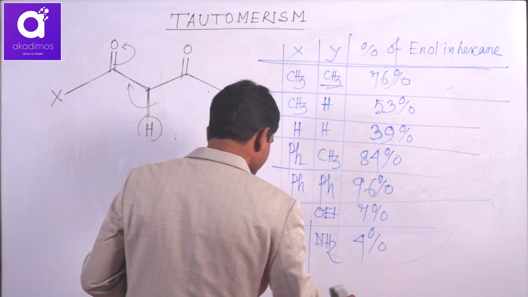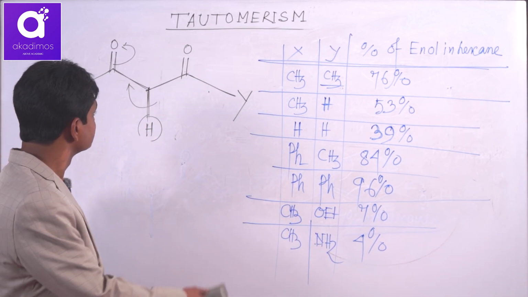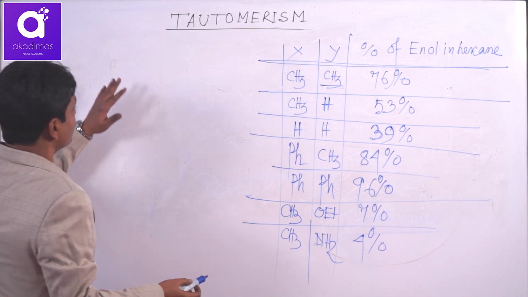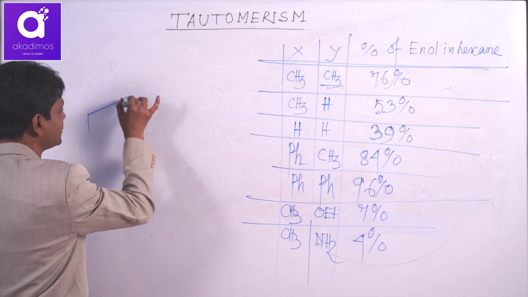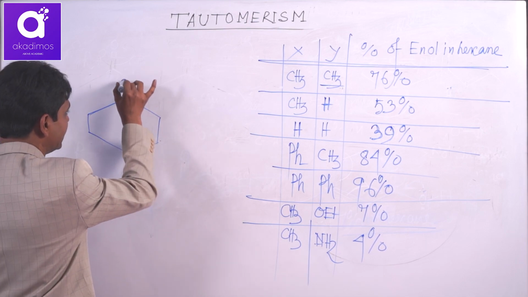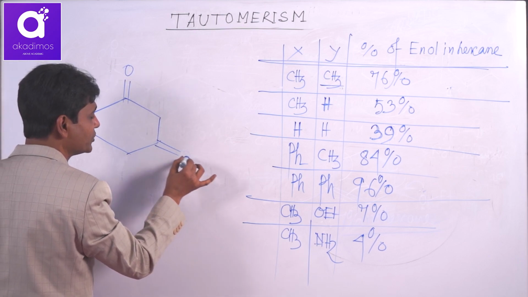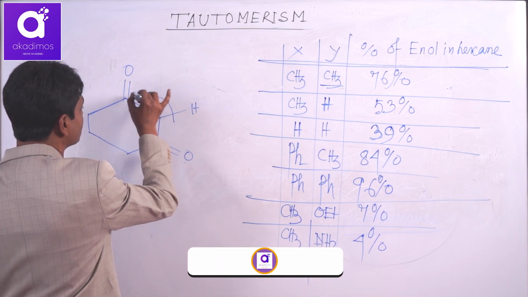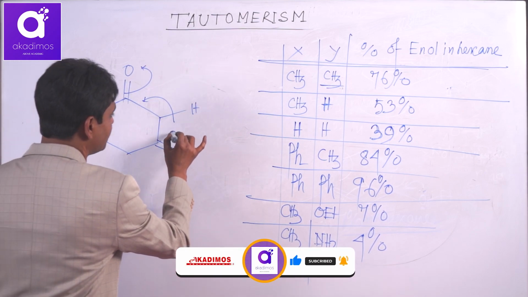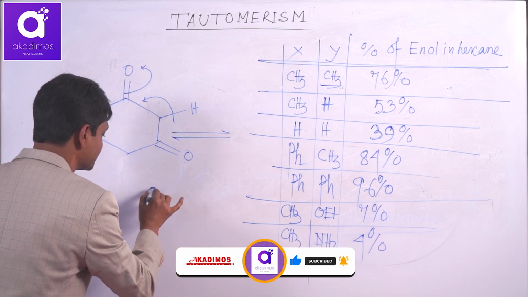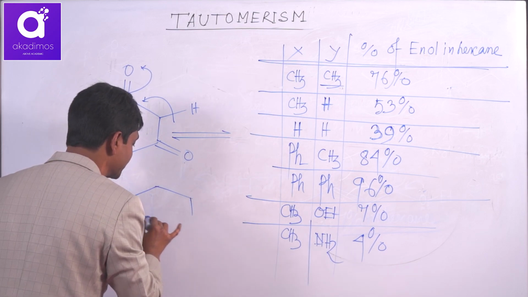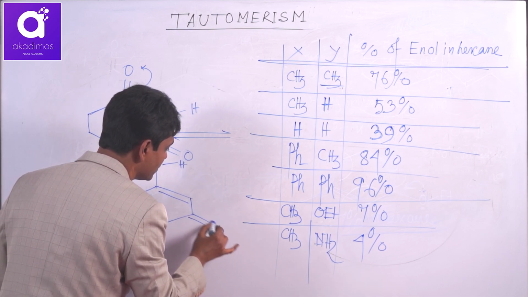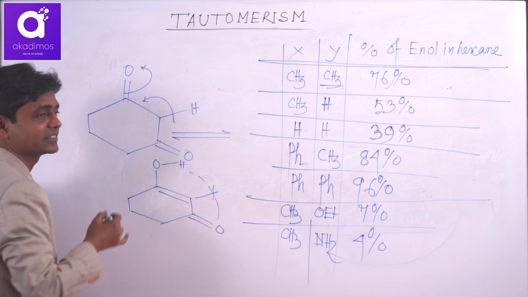Now, the chart, remember. Now, I'll take a ring system. Here I have taken a 1,3-diketone. But this 1,3-diketone, if I take in a ring, a cyclic 1,3-diketone, if I form an enol, remember this thing, don't compare with open chain. This OH, double bond, no hydrogen bond is possible here.